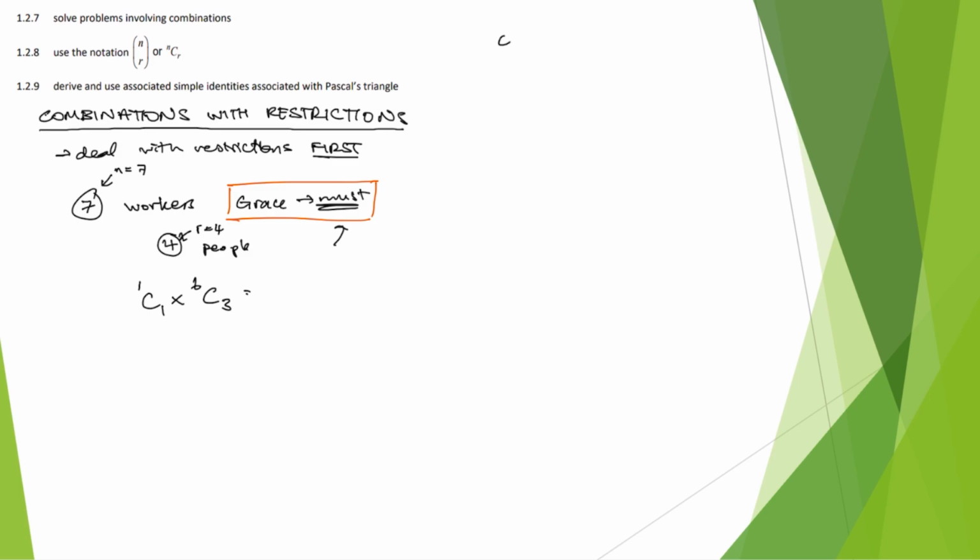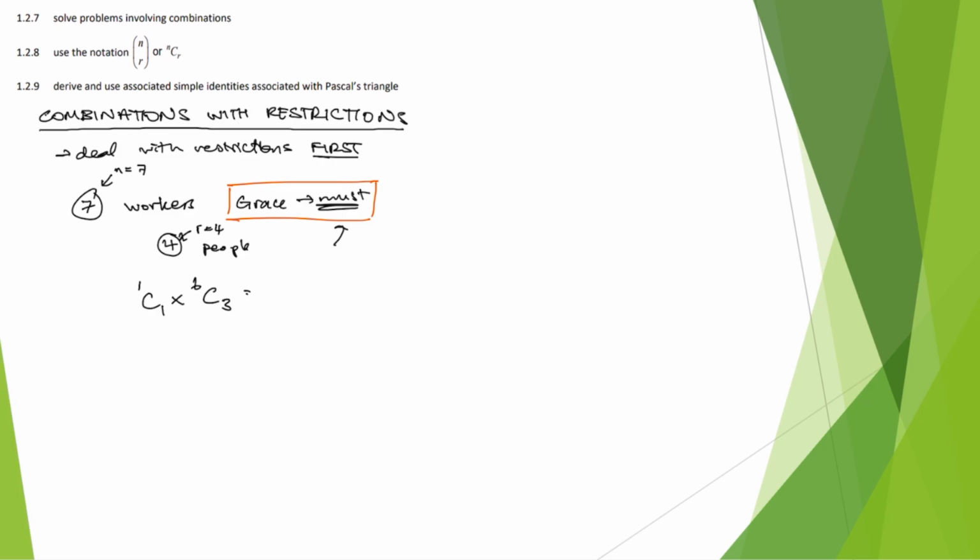Now, let's say we have a case where people can't be in the same group. In this case, we deal with the complement. When we deal with the complement, we consider the total number of cases that are possible without any restrictions, and then subtract the case that we don't want.